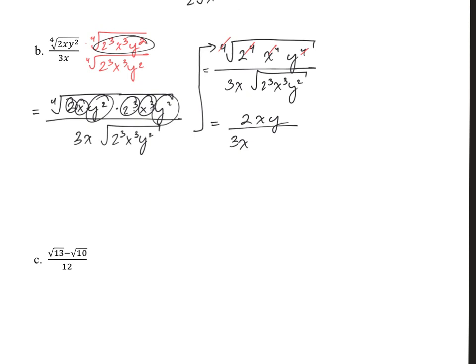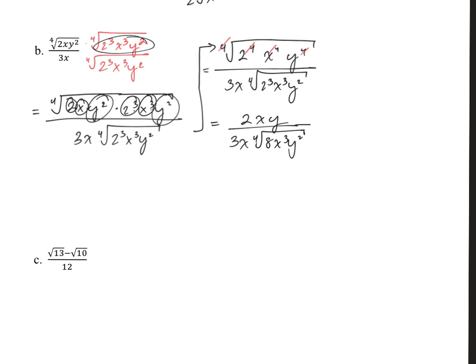So many numbers, just little things can get lost. It is sad, but it happens. So it's good to check your work. Alright, so 4th root of 2 cubed, which I'll go ahead and rewrite as 8x cubed y squared.